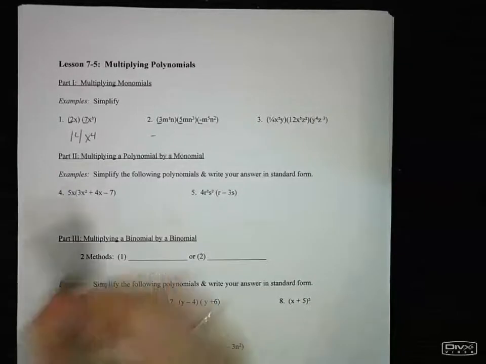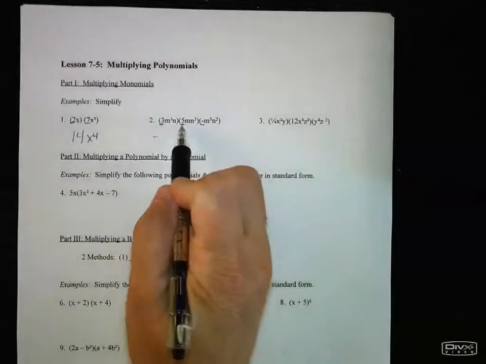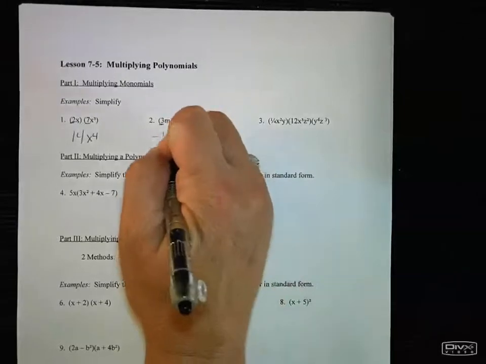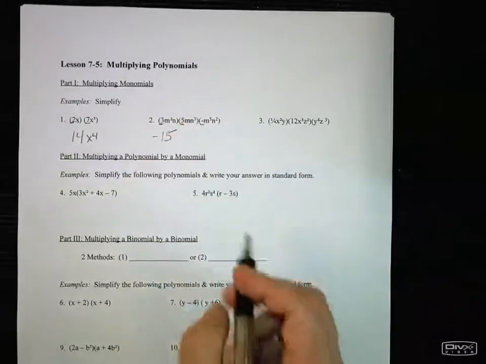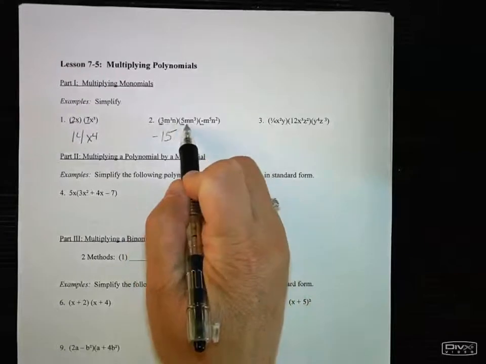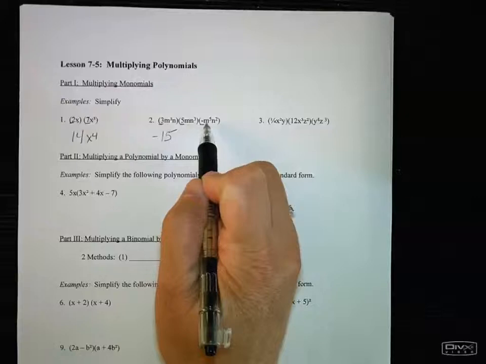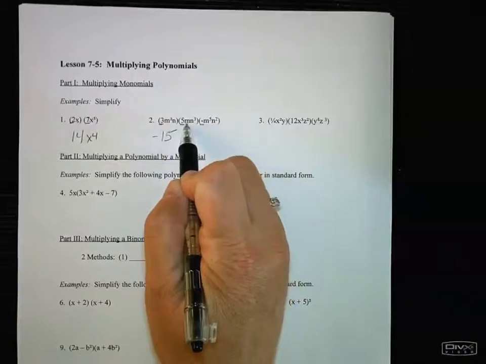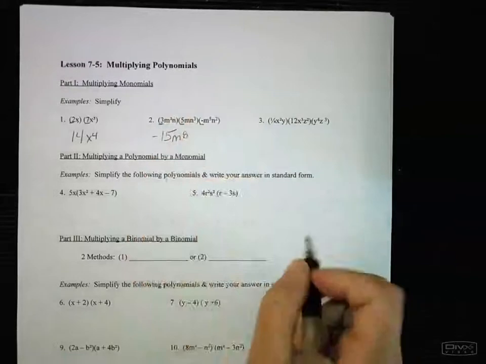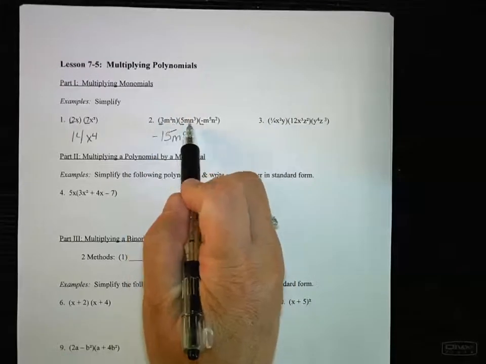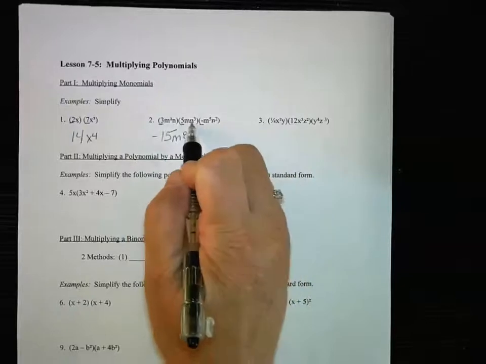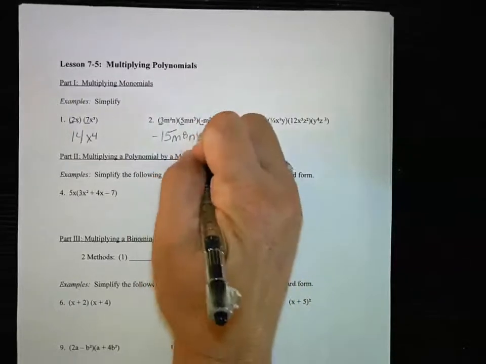In our second example, we are going to do 3 times 5 times this negative, which is a negative 15. Then we have m squared, m, and m to the fifth. 5 plus 1 is 6, plus 2 is m to the eighth. And then n plus n to the third plus n to the second. 2 plus 3 plus 1 is 6.